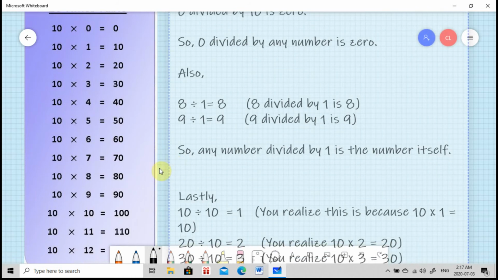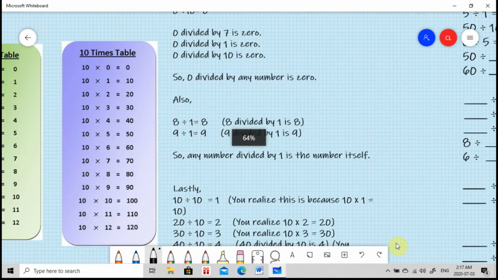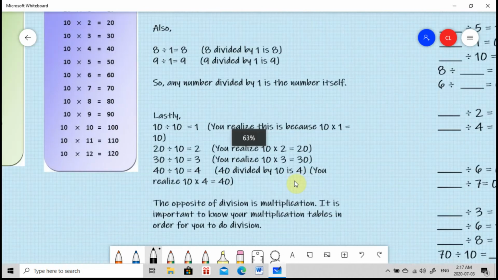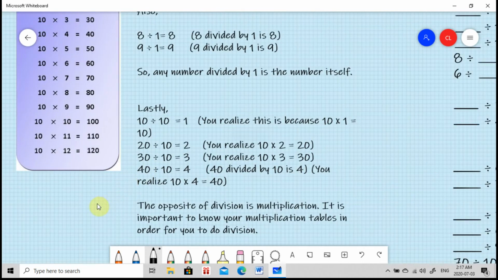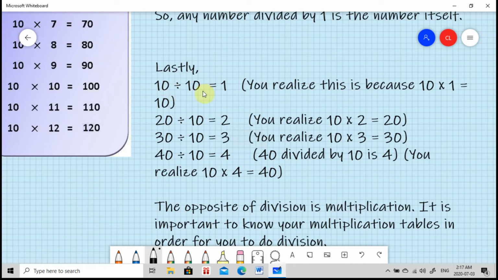Lastly, what you need to know is the division involving 10. So you have 10 divided by 10 is 1. You realize this is because 10 multiplied by 1 is 10. Remember I said that division and multiplication are both reverse processes. So 10 multiplied by 1, you will get 10.